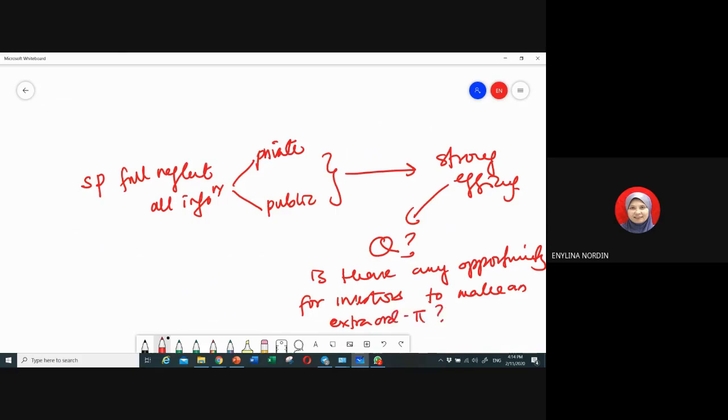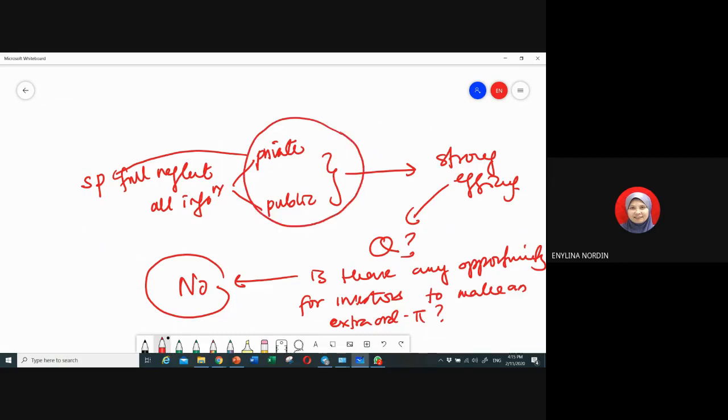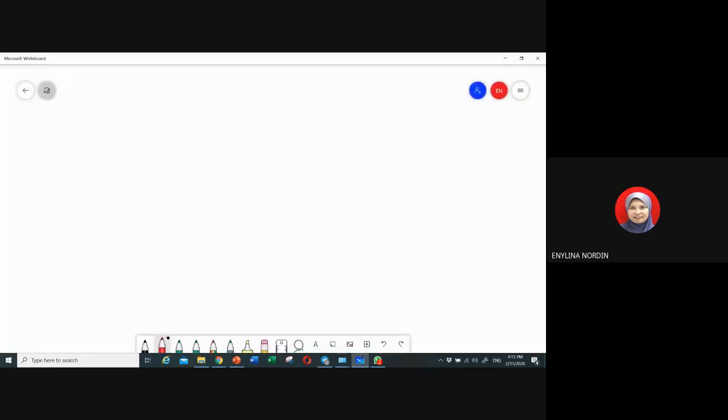Alright, so is there any opportunity now? Since all the information is already absorbed into the stock price, there is no other information left. Everything is already absorbed into the stock price here. So therefore, nothing left, right? In the market now, everything is already absorbed into the stock price. So the answer is no, right? Because all information, whether public or private, is already included in the stock price. So here we can make a conclusion.